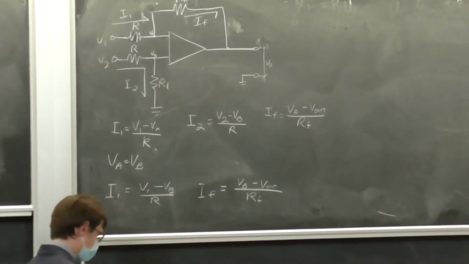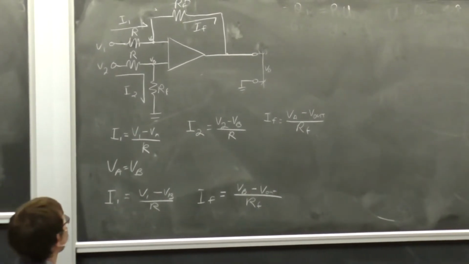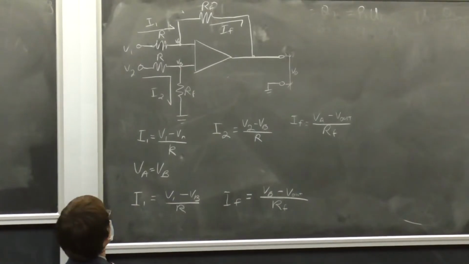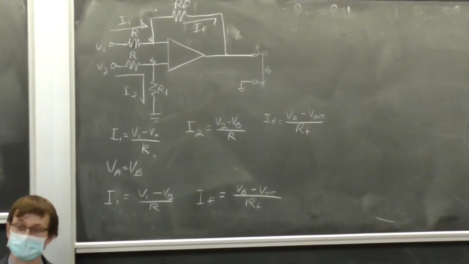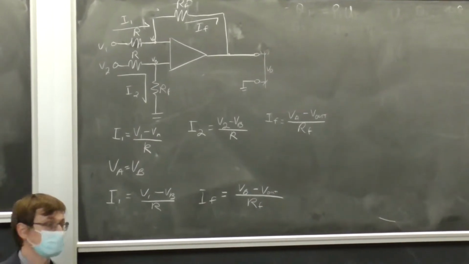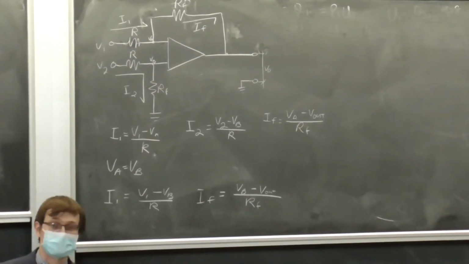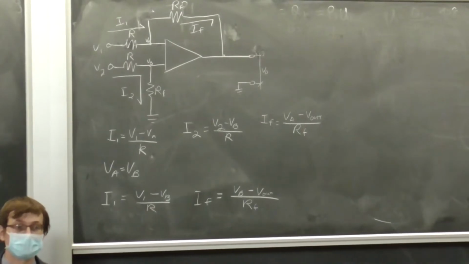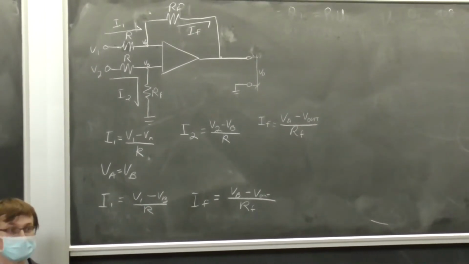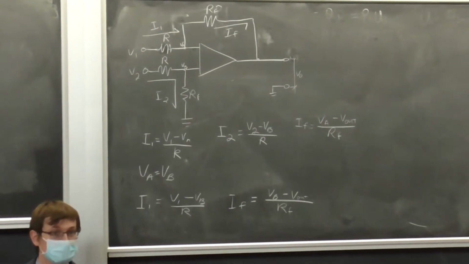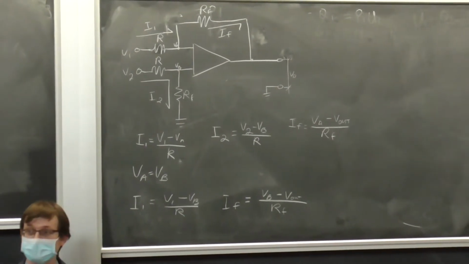So what is this VB right there? So assuming that no current is going into that op-amp, what does that look like to you? Because we've seen these before, most recently with potentiometers. We have a term for this. What's it called?